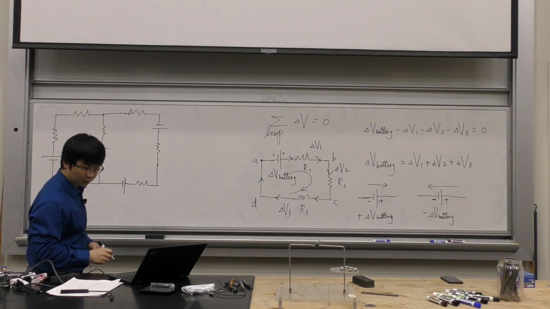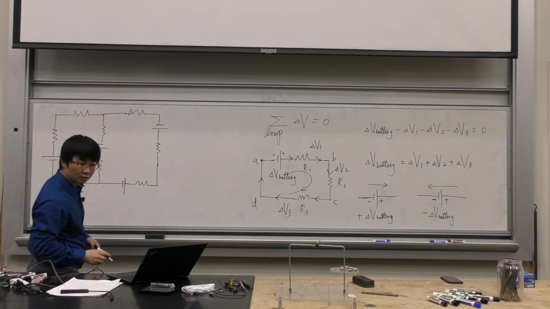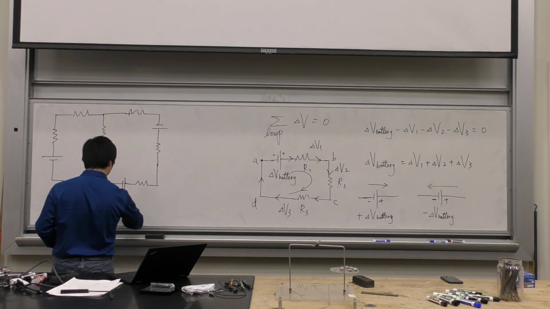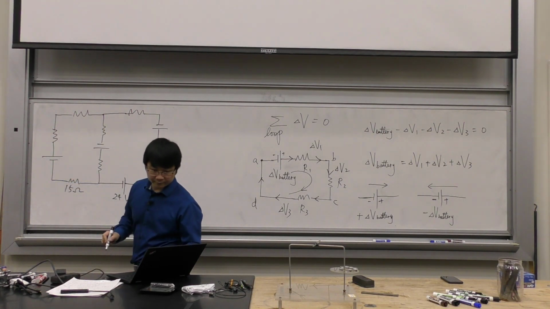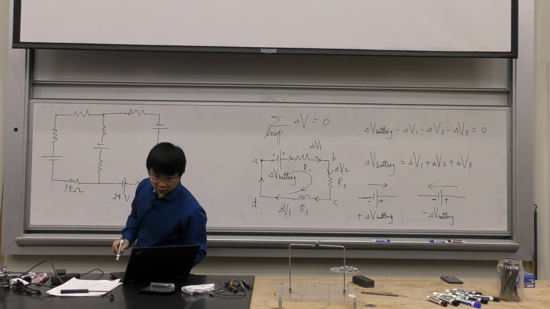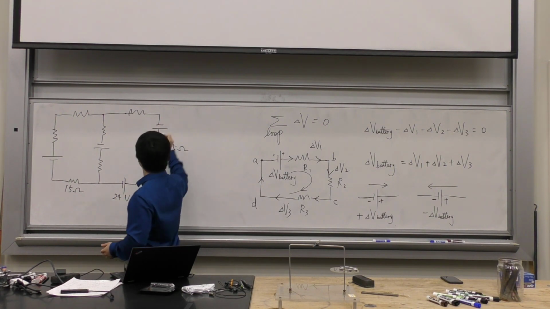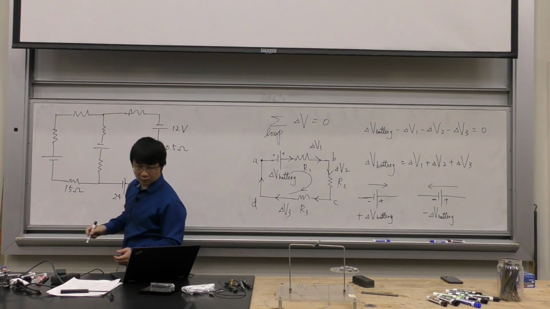Now let's write all these numbers. So this is 15 ohms, 24 volts, 0.75 ohms, 0.5 ohms, volts.